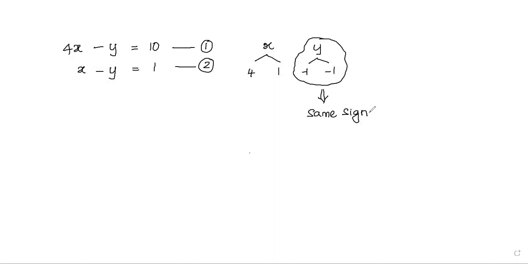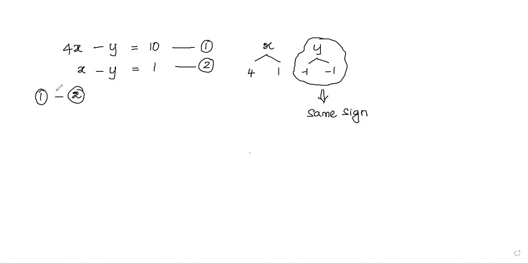So when you have the same sign, can you remember what I asked you to do? Select the subtraction. Here you don't have to do the same thing always, 1 minus 2 or 2 minus 1, you can do it any way. Today I'm selecting 1 minus 2. That means equation 2 is deducted from equation 1.